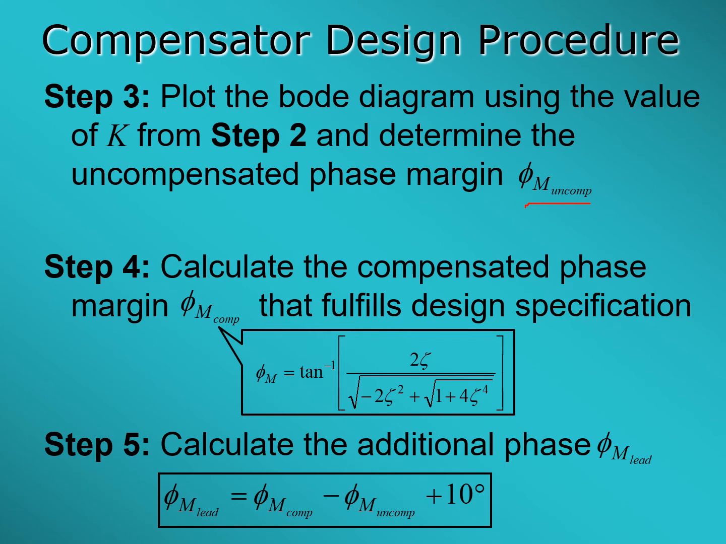Okay, step number 4, calculate the compensated phase margin, PM, that fulfills the design specifications. Basically you can know what the design specification is, for example, the overshoot. Then from the overshoot you can calculate the damping ratio. From the damping ratio you can calculate PM compensated. Then step number 5, calculate the additional phase, or phi lead, using this formula. This is the standard formula, you can just apply this one.